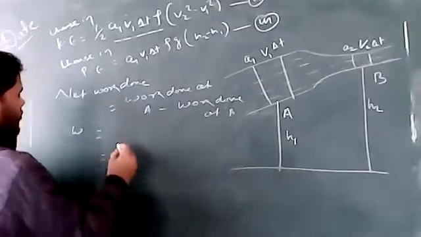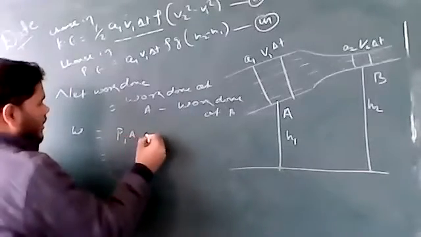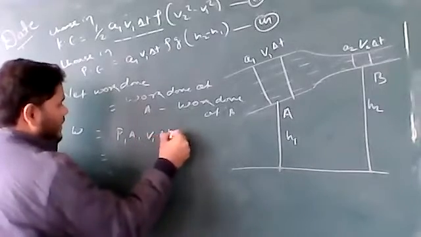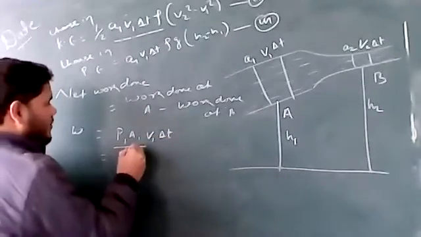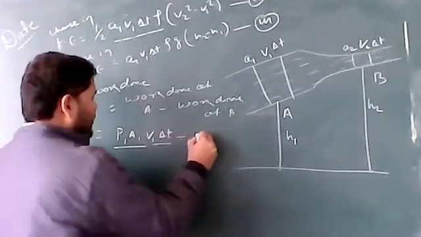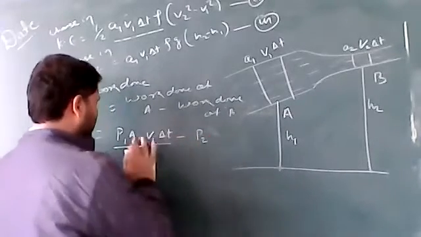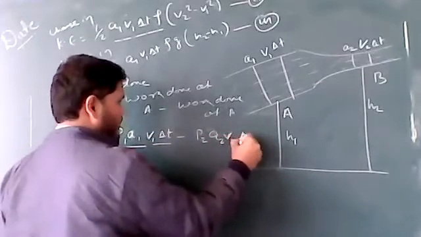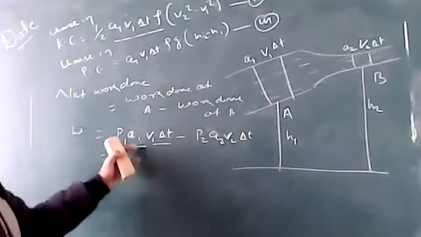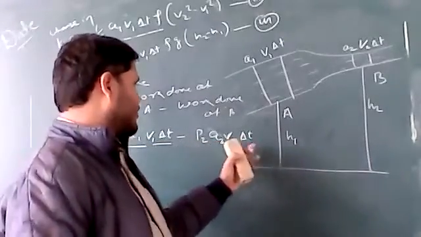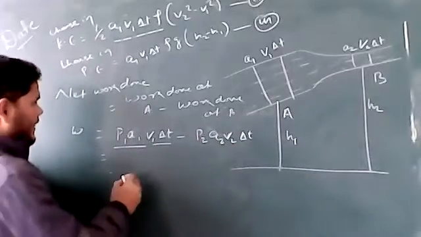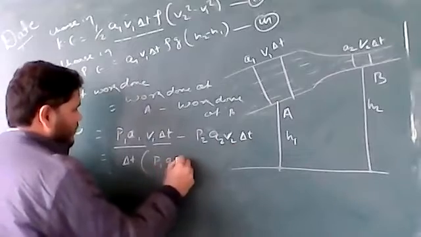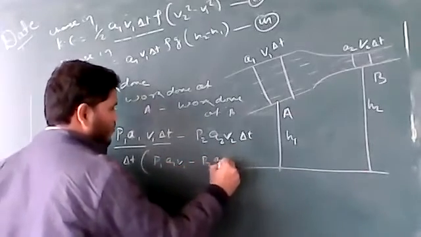Work done at point A, how much is it? P1 is the pressure, A1 is the area, so P1 into A1 means the force, into displacement, minus P2 A2, with the small a we have written. So we have A1 V1 into delta T, and A2 V2 into delta T. So P1 A1 V1 into delta T minus P2 A2 V2 into delta T. If you take delta T as common, what is the remaining? P1 A1 V1 minus P2 A2 V2.